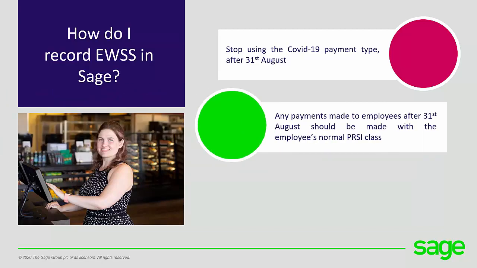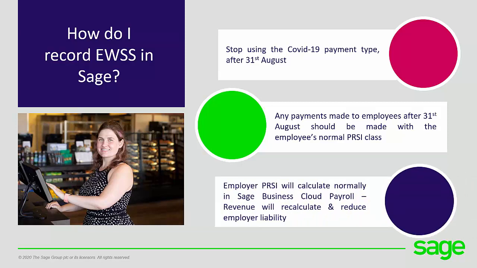Any payments made to employees after the 31st of August should be made with the employee's normal PRSI class, and that's regardless of whether they're on EWSS or if they're on no COVID-19 subsidy scheme. Submissions after this date with J9 PRSI class will be rejected. And employer PRSI will calculate normally in Sage Business Cloud Payroll. Revenue will then recalculate and reduce the employer liability. EWSS subsidy payments will be made to employers separately to the employer's monthly tax liability.